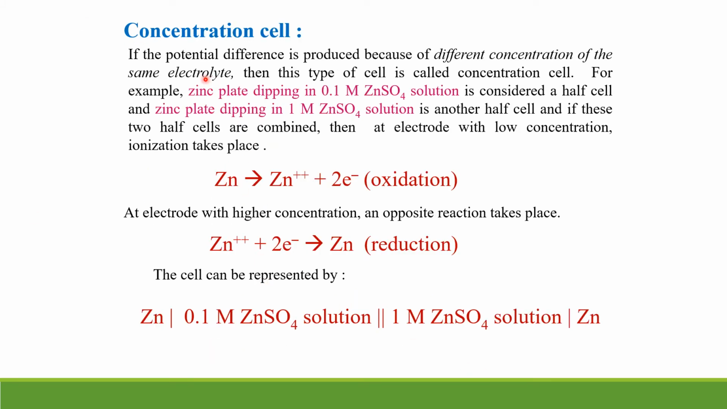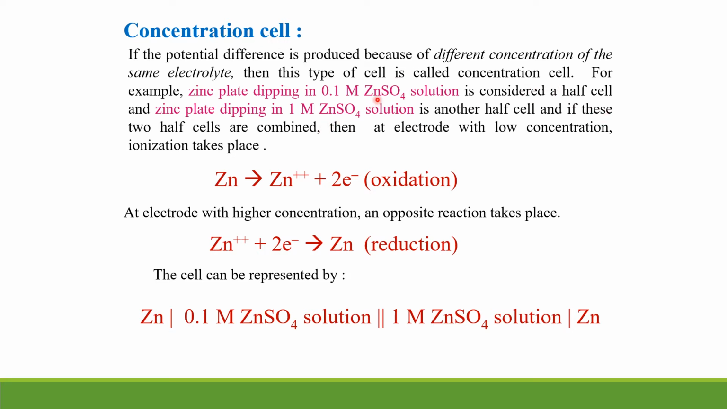Now we will discuss the concentration cell. If the potential difference is produced because of different concentration of the same electrolyte. Now here we are not going to take two different types of electrode, that is zinc electrode or copper electrode, but we will take only one type of electrode, that is the zinc electrode, but we are going to take two types of solution, that is we are going to utilize two different concentration solutions. So this type of cell when we form is called the concentration cell.